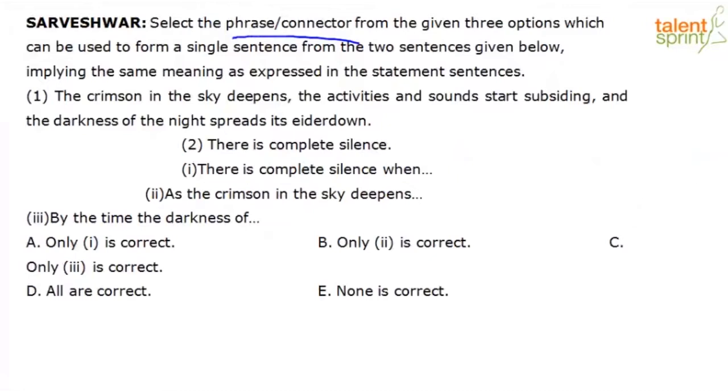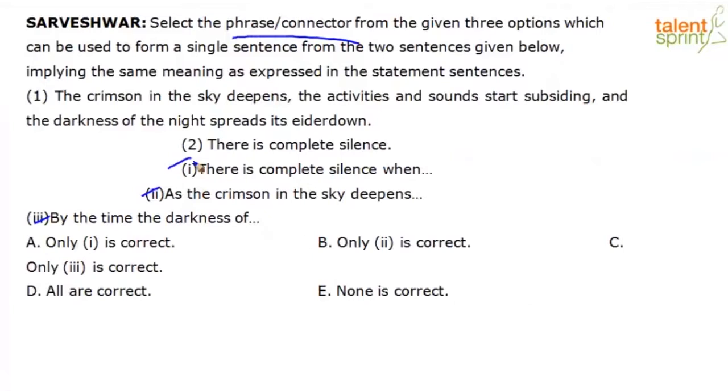So which of these options, 1, 2 and 3, if I use, will make logical sense if I connect these two parts? That's the question, right? We understand the pattern, sentence connector. So can I say, there is complete silence when the crimson in the sky deepens, the activities and sound start subsiding, and the darkness of the night spreads its ether down? I can say that. Why not?